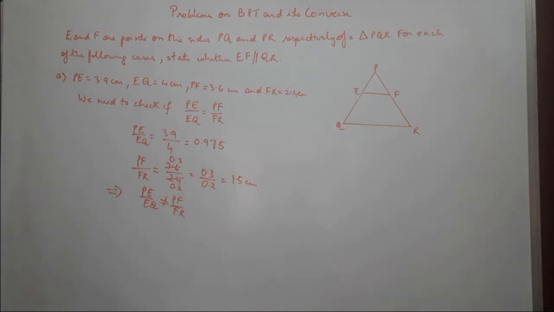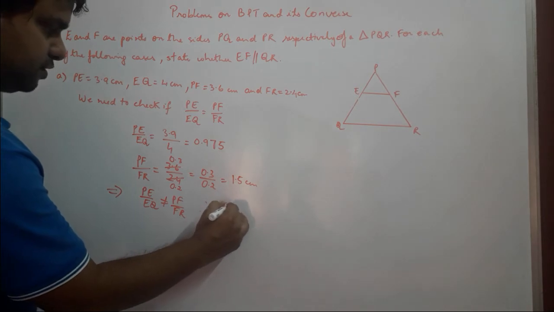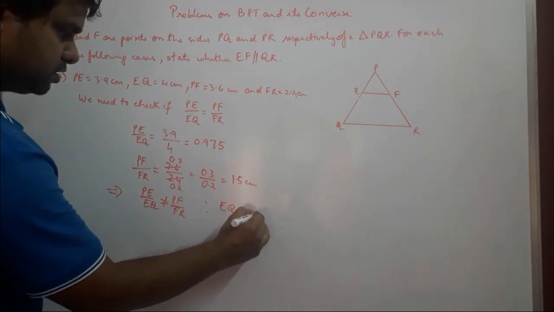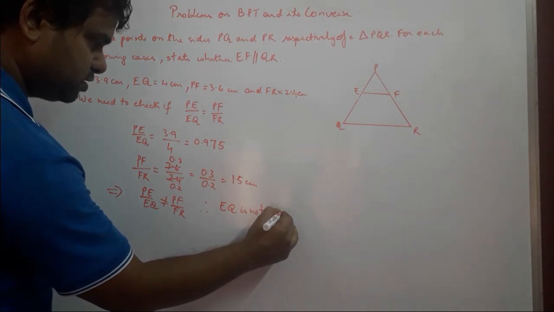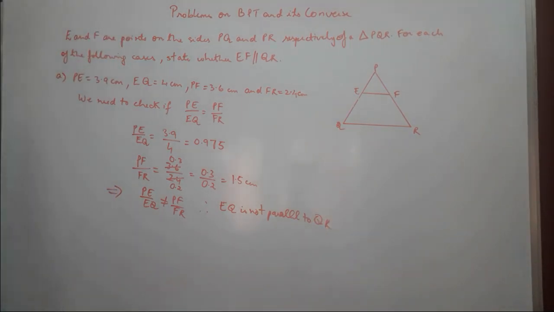So therefore we can say that EF is not parallel to QR. Because the ratios of the corresponding sides of the triangle were not equal. The reason you can also say is that EF does not divide the sides PQ and PR of a triangle in the same ratios. You can also write that.